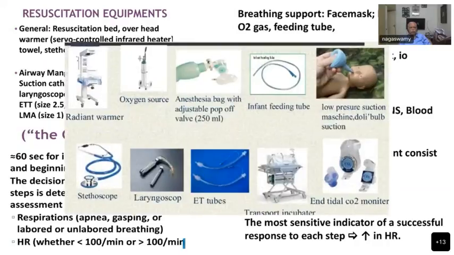So these are the pictures of the equipment which is required: radiant warmer, oxygen source, anesthesia. You have a neonatal resuscitator. It has an automatic airway pressure venting valve so that you don't blow out the lungs and cause damage. And it has a pop-off valve, suction, infant feeding tube, low pressure suction bulb, stethoscope, laryngoscope, ET tubes. Of course, this is a wrong picture with a cuffed tube. You don't use a cuffed tube; you use only a plain one. And transport incubator and ETCO2 monitor, which can be attached directly to the tube.